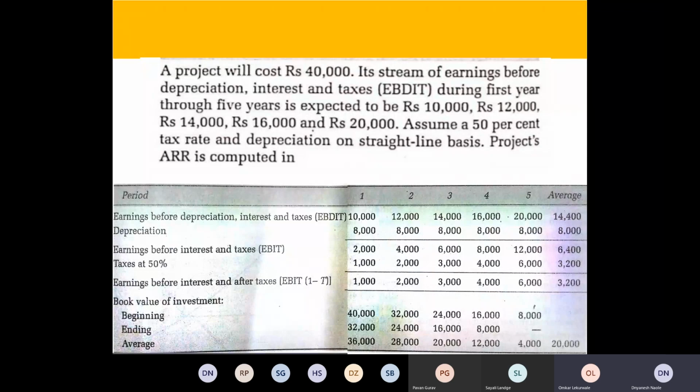Yes, sir. So in the same way you do it for the second year. 12,000 is given in the problem, minus 8,000 becomes 4,000. Out of 4,000 you paid 50% tax, that is 2,000 subtracted, and it remains 2,000. Now the second part: 32,000 at the beginning of the second year was the valuation of the investment. It reduced to 24,000, that is 32 minus 8. Then 32 plus 24 divided by 2 is the average.